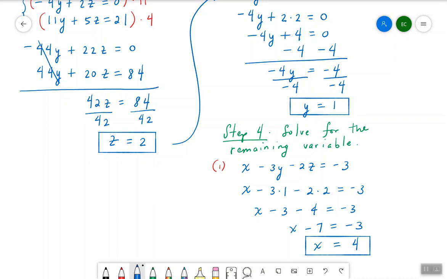Okay, this time our solution is an ordered triple. This time our solution looks like an ordered triple x, comma y, comma z, where x is 4, y is 1, and z is 2. And you can come back and verify that that's true. You can plug in these values for x, y, and z in each of the 3 original equations and see that they make true statements.